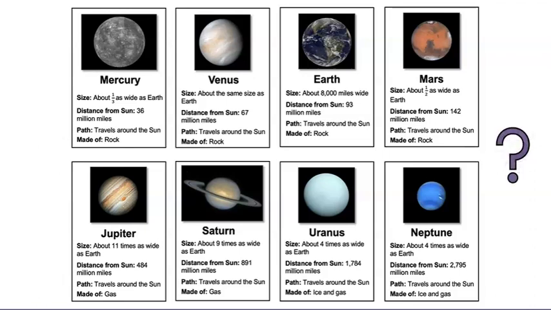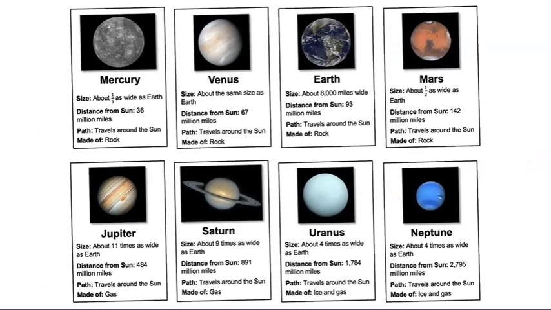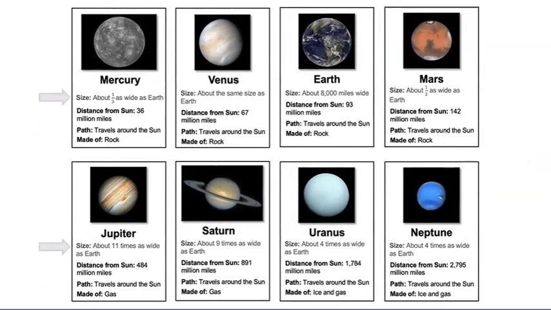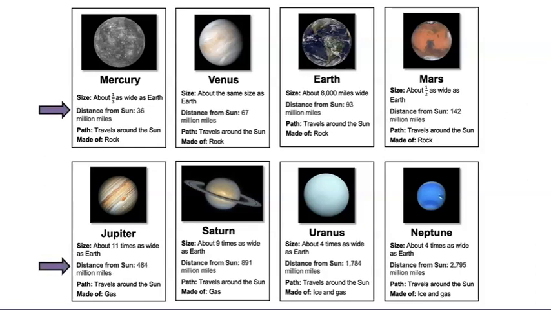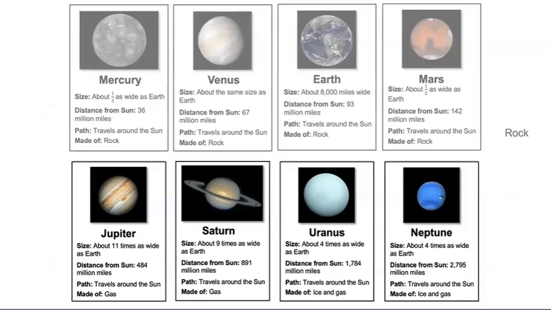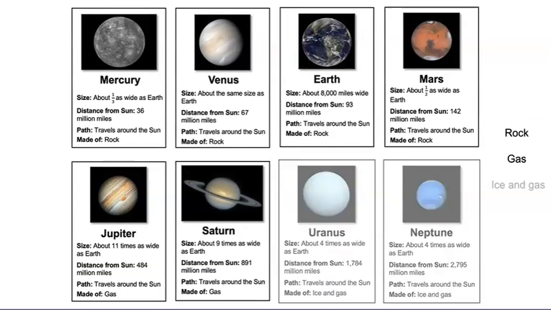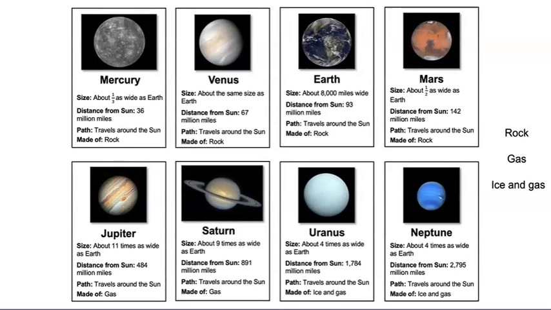What differences do you notice between the planets? I notice that all the planets are different colors. And the information on the cards tells us that many of the planets are different sizes. What else do you notice? Do you notice that the planets are all different distances from the Sun? And look, some of the planets are made of different materials. Some are rock, some are gas, and some are ice and gas.